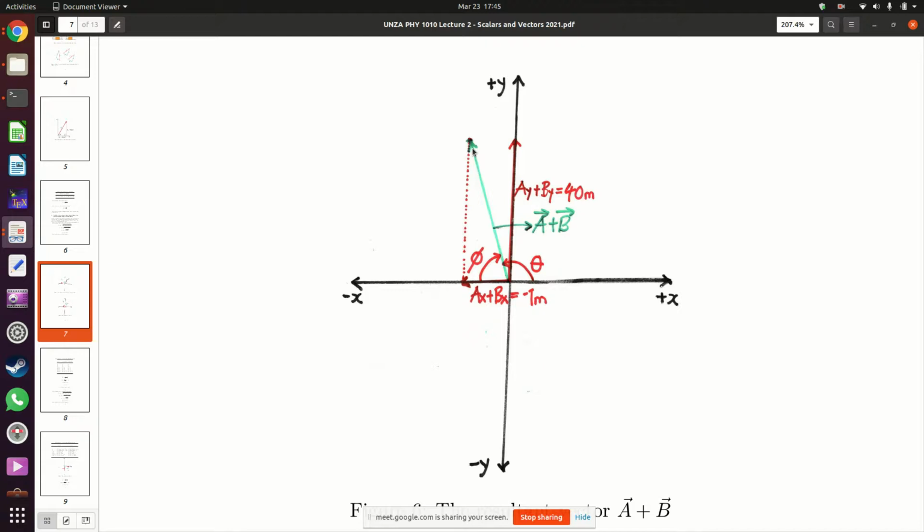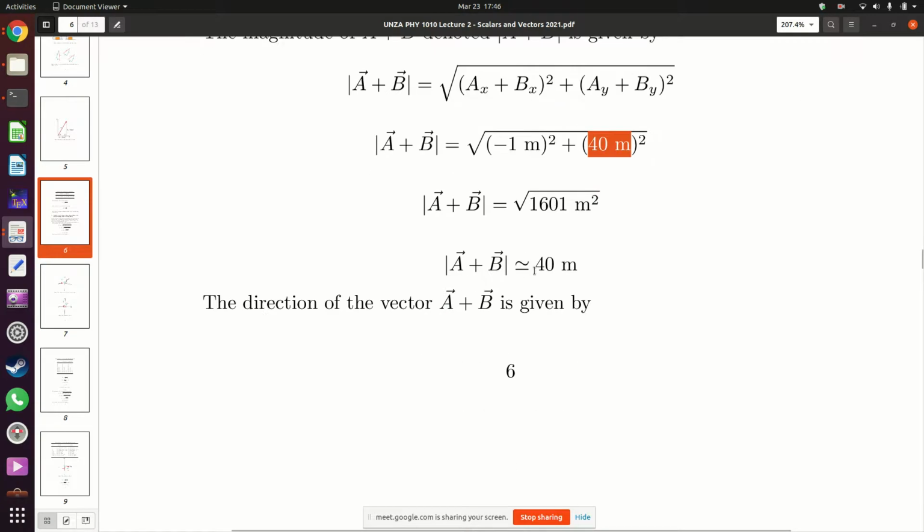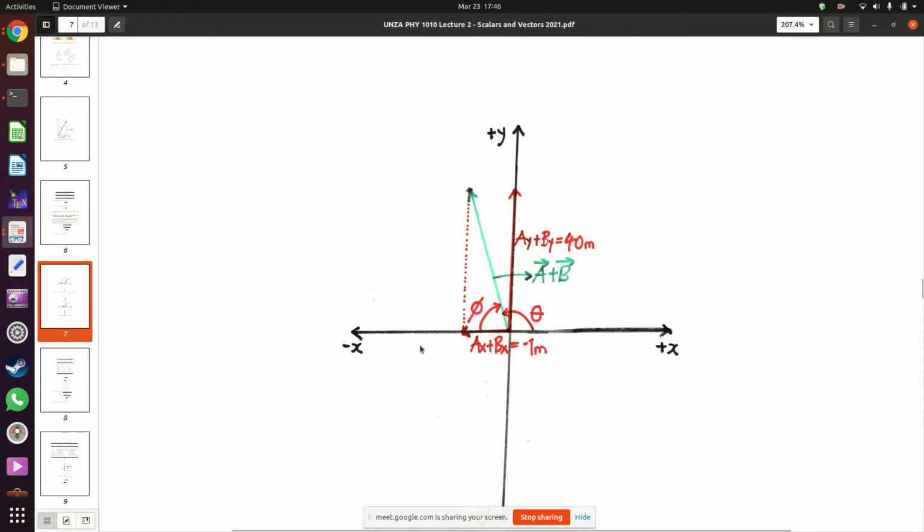Yes? I have a question. How have you found the angle for the vector A plus B? We are looking for that angle; we haven't found it yet. We have just found the size of A plus B, from up here. That A plus B has a size of 40 meters. So we are looking for the angle now. That's why we are making this plot, so that we can have a rough idea of where A plus B is.